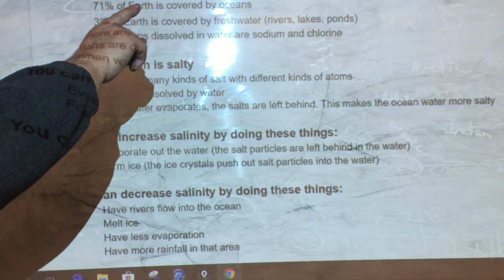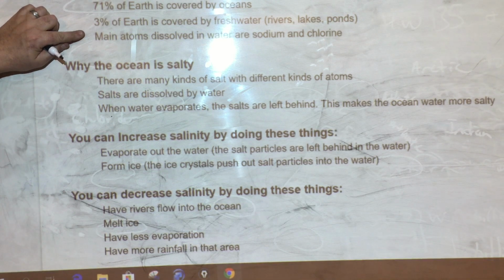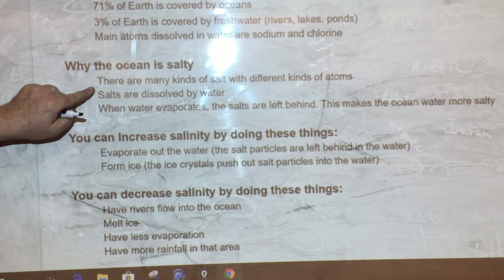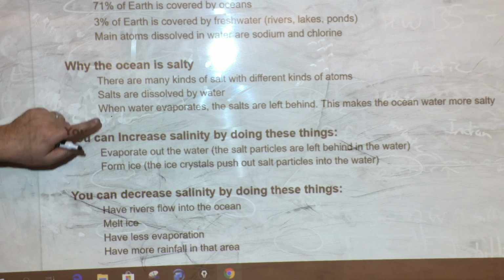71% of the earth is covered by oceans. 3% of the earth is covered by fresh water. Main atoms are sodium and chlorine in the water. The ocean is salty because there are many different kinds of salt with different kinds of atoms, and these salts are all dissolved by water. But when water evaporates, the salts are left behind. This makes the ocean water more salty.